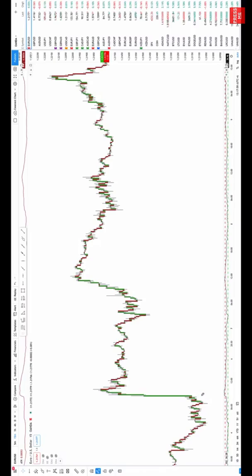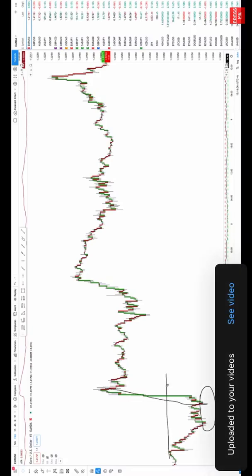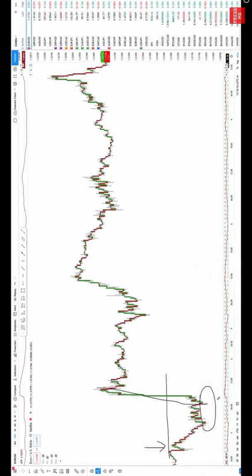Let me explain that. An impulsive move would look like this. Here's the bottom of our impulsive move. This is the move that breaks through previous structure. That would be our impulsive move. So the bottom of this would be a major swing level. The top of this move would also be a major swing level.